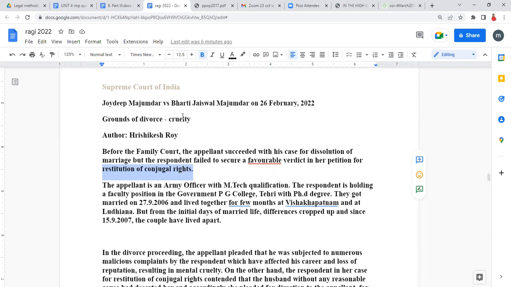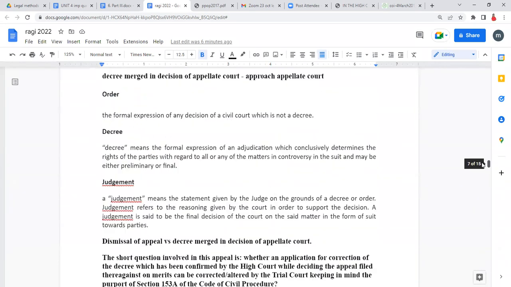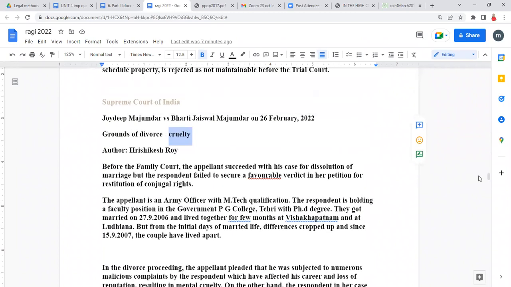So in this case, it was relating to mental cruelty, right? We have cruelty as a ground of divorce. Otherwise, physical things can be proved, but mental things are difficult to prove. But in this case, the husband was able to prove it, that whatever the wife was doing in the name of saving the marriage was affecting his reputation, was affecting his career. So that is nothing but cruelty. And the Supreme Court also accepted or agreed to that particular viewpoint.